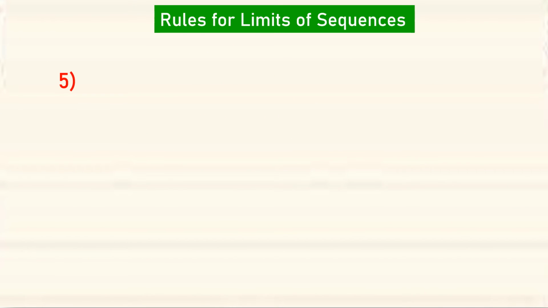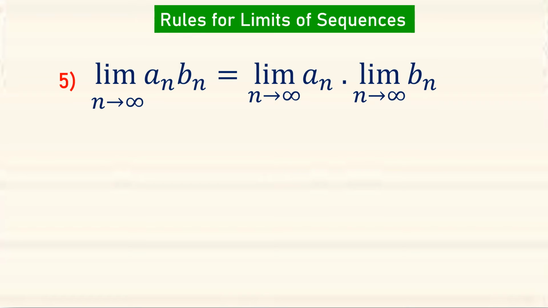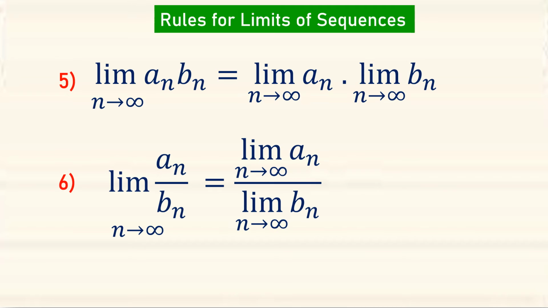Now let us have this fifth and the sixth rule. The fifth rule states that the limit of a sub n times b sub n as n approaches infinity is equal to the product of the limit of a sub n as n approaches infinity and the limit of b sub n as n approaches infinity. And for the last one, we have the limit of a sub n over b sub n as n approaches infinity is equal to the quotient of the limit of a sub n as n approaches infinity and the limit of b sub n as n approaches infinity.